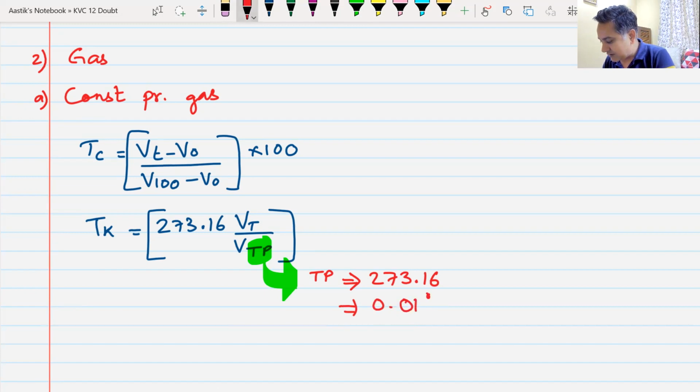Do we understand this? Has anything gone above your head? Don't worry about me. This is the formula for temperature on the Kelvin scale for a constant pressure gas thermometer. Do we understand this? Yes, sir. Can you write the formula for constant volume gas thermometers?